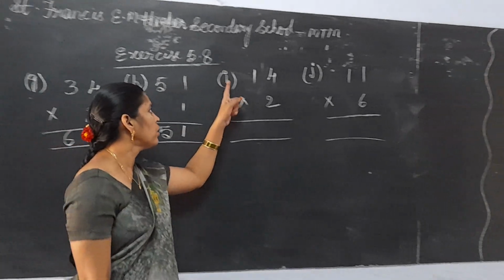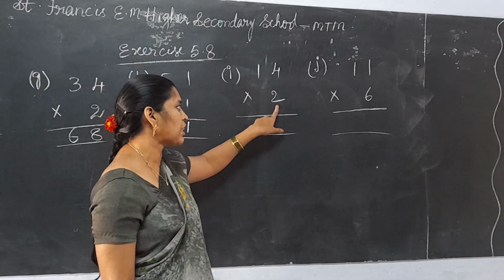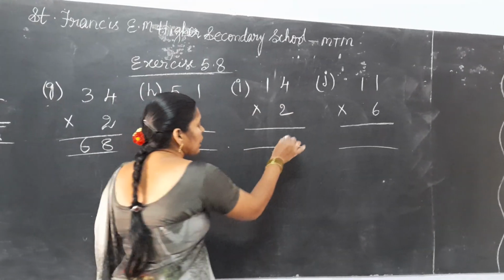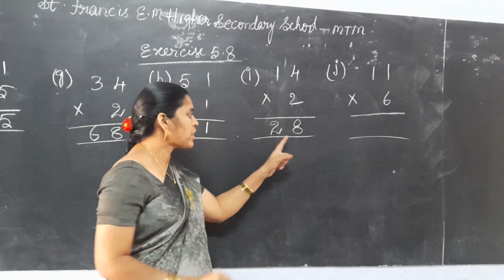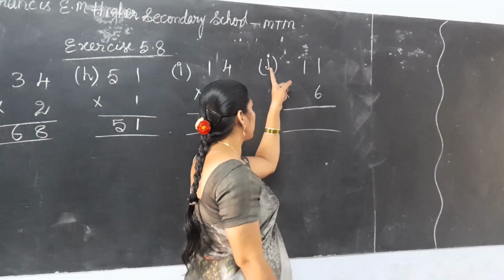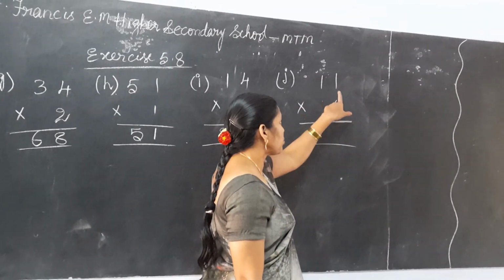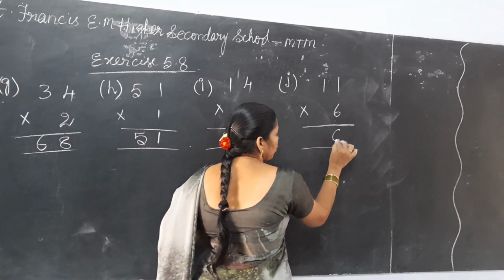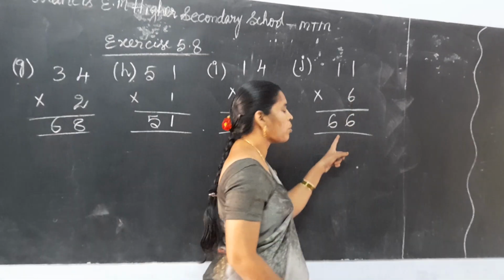Okay children? Now I1 14 into 2. 14 is multiplicand, 2 is multiplier. Now 2 4's, start from 1's place. 2 4's are 8. That you write in the 1's column. 2 1's are 2. That you write in the 10's column. So what is the product? 28. 14 2's are 28. Okay children? Now J1 11 into 6. So 1's place digit 1 and 10's place digit also 1. So 6 1's are 6. That you write in the 1's column and 6 1's are 6. That you write in the 10's column. So 11 into 6 how much?